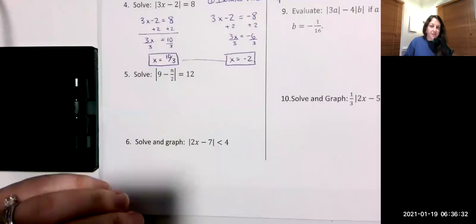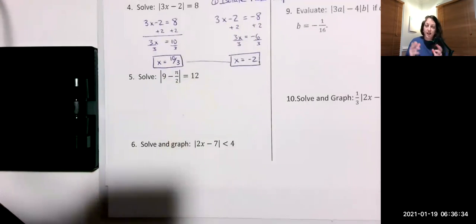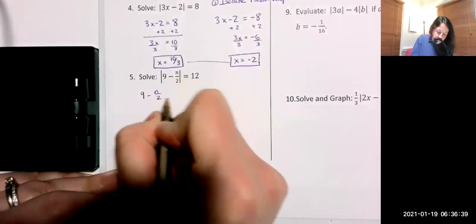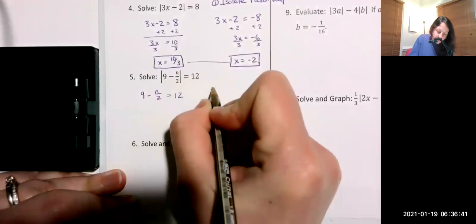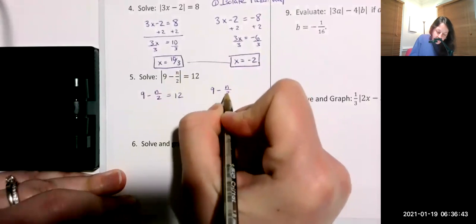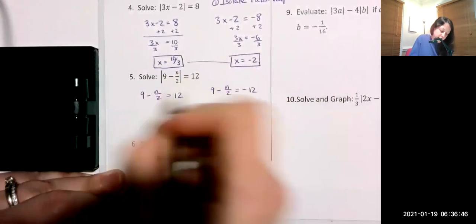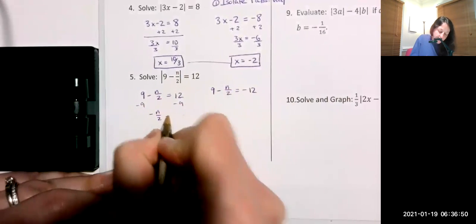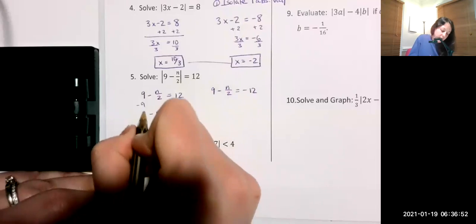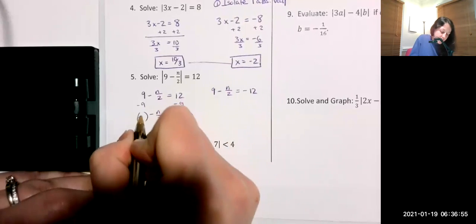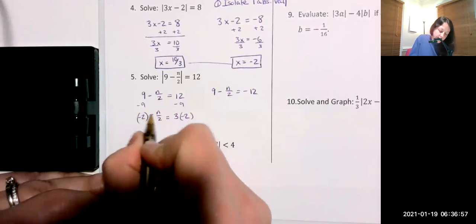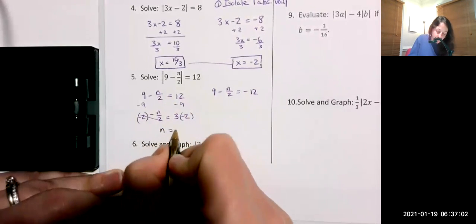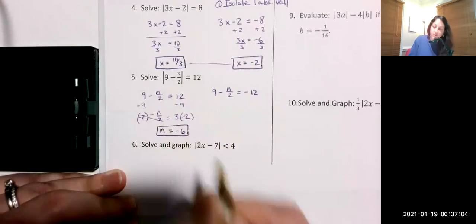All right, number 5, absolute value is already isolated, so all I have to do is set up my 2 versions. 9 minus n over 2 equals 12, and 9 minus n over 2 equals -12. So I'm going to subtract my 9, negative n over 2 equals 3, and then I'm going to multiply by -2. That's going to cancel out both the negative and the fraction and get me n equals -6. So there's answer number 1.